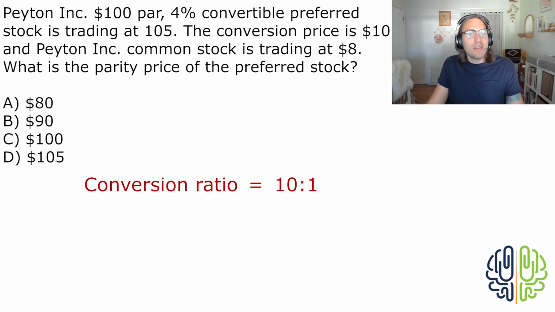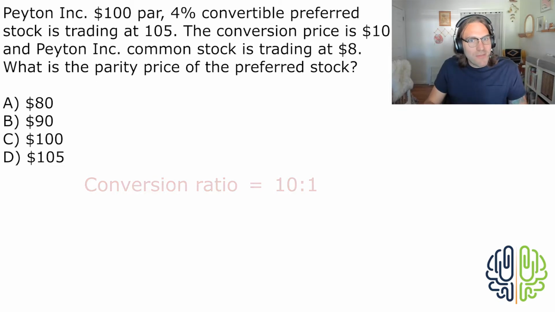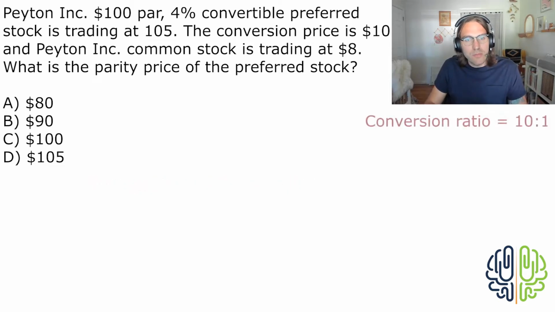My biggest advice to you when you approach a math-based convertible question is identify the conversion ratio as soon as you can. Sometimes it'll be provided to you in the question, and if it's not, then they have to give you the conversion price. Once they give you the conversion price, again, take the par value divided by the conversion price, and you have the conversion ratio. All right, we'll keep track of that 10 to 1 conversion ratio, but let's go ahead and get to the end of the second sentence.